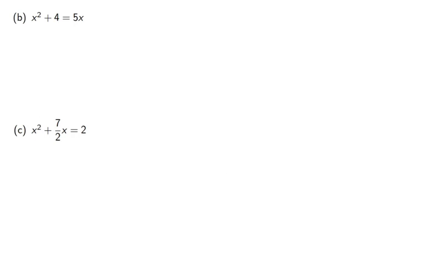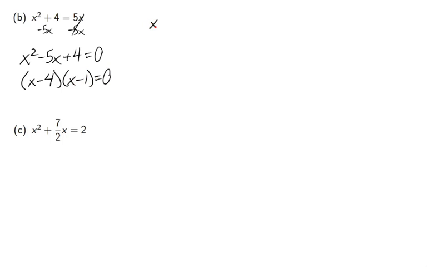Next example. Remember, for these, you need to get it equal to 0 first. So the first thing I'll do is subtract 5x from both sides. Note that nothing cancels here, we just write it as x squared minus 5x plus 4 equals 0. And again, this is where those factoring techniques we talked about come in very useful. You need to know how to factor this. You find two numbers that multiply to 4 and add to -5. And those numbers are -4 and -1.